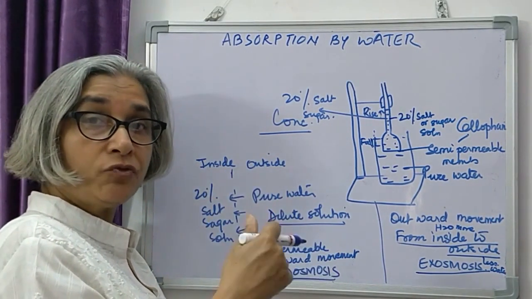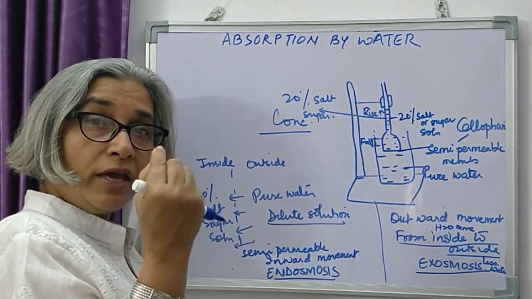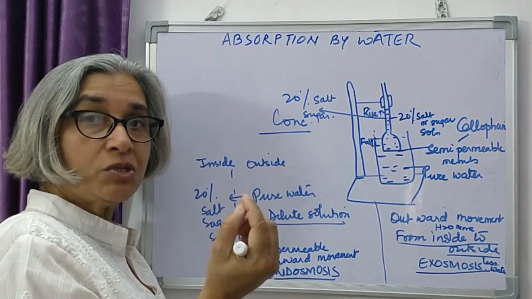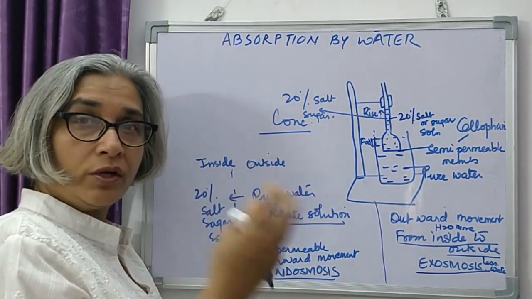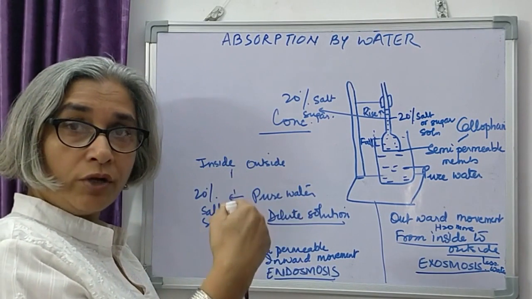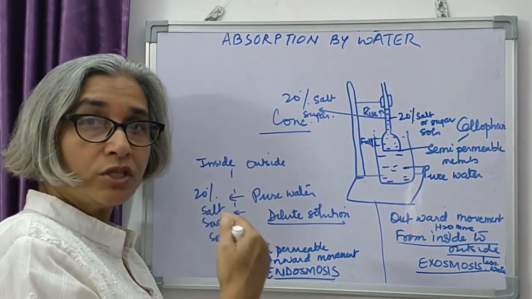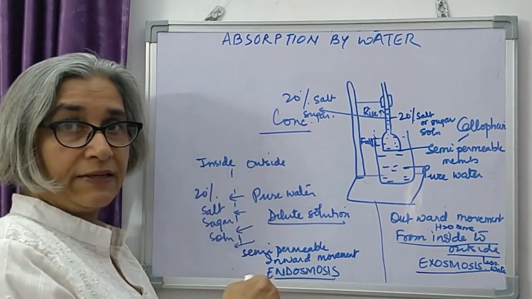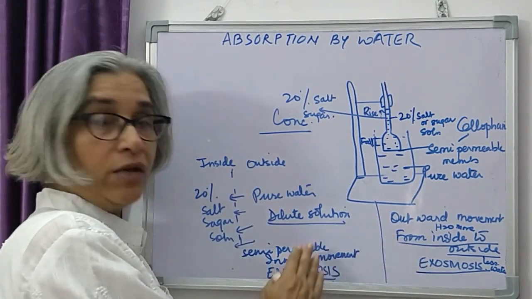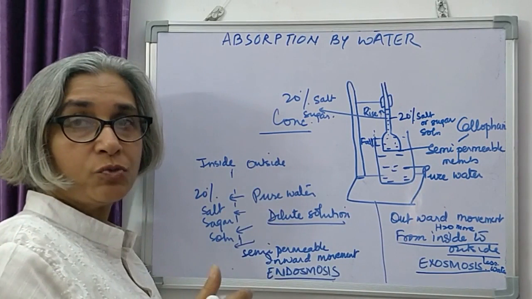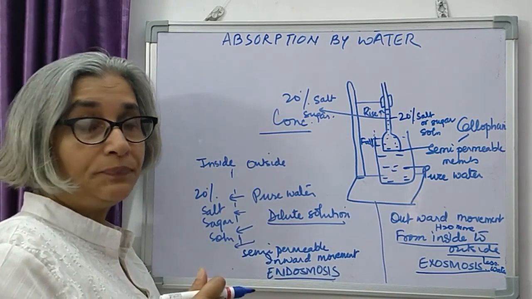And in contrast, for endosmosis, if dry grapes, what we call raisins, kishmish, are soaked in water, they swell up because water from outside enters into the raisin. The raisin is dry and has a more concentrated solution inside. So these are day-to-day life examples of endosmosis and exosmosis.